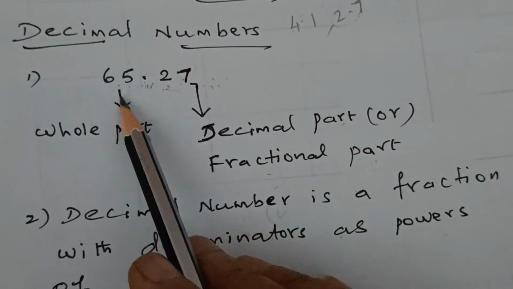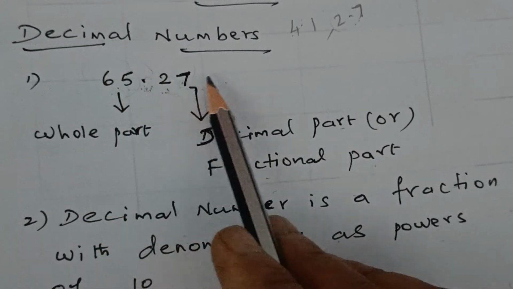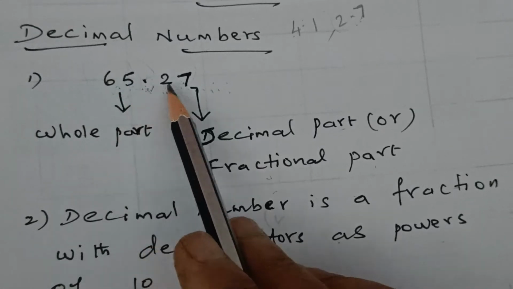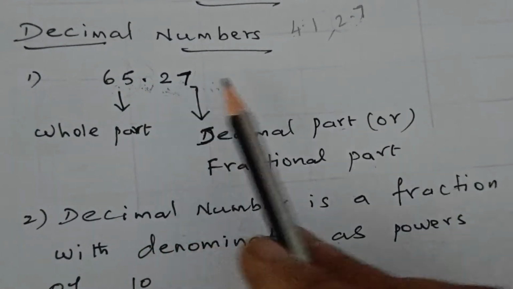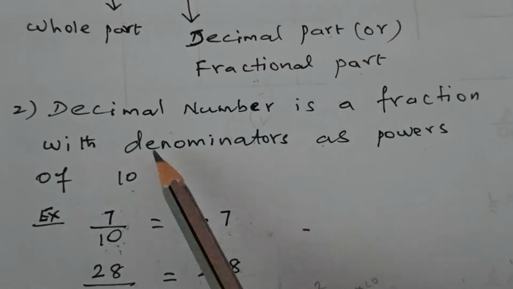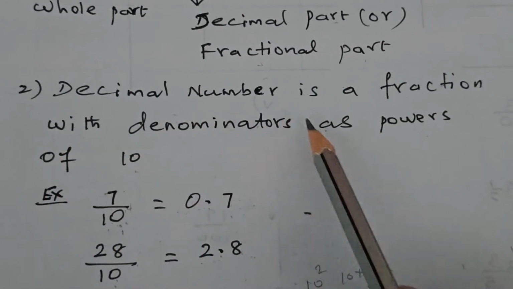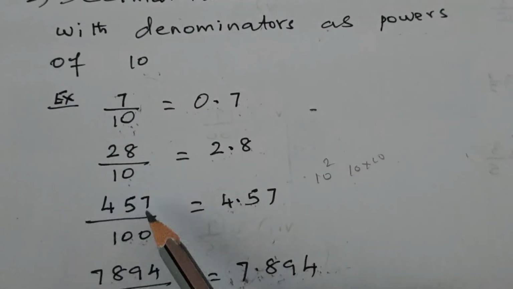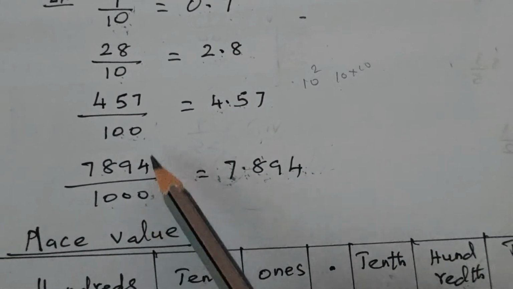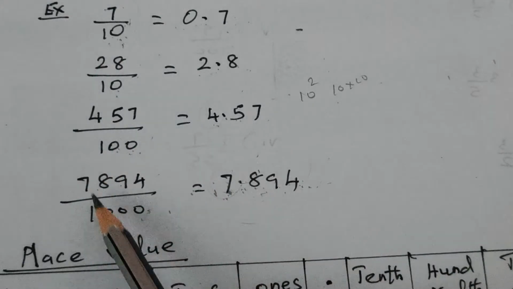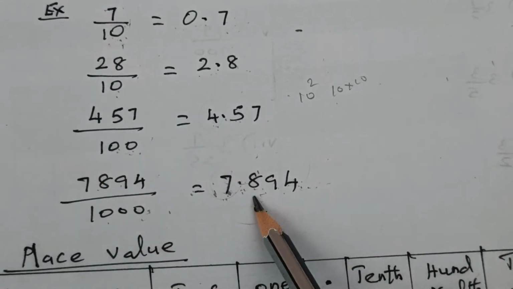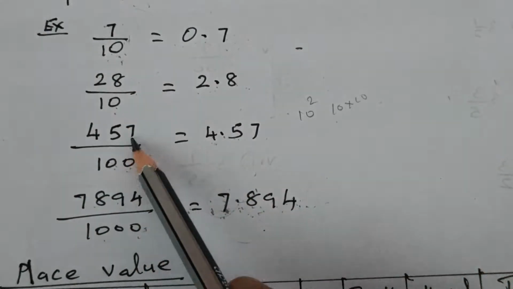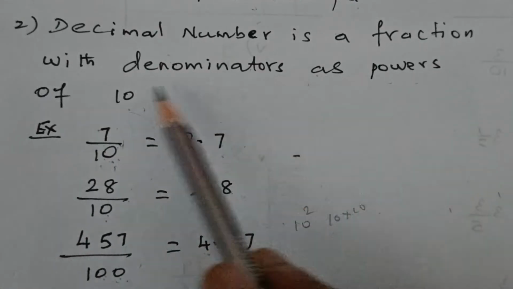A decimal number has a whole part and a fractional part, and we have a point in between them, like 65.27. After the point, we read the number digit by digit. A decimal number is a fraction with the denominators as powers of 10. That is, it's a fraction with the denominator 10 or 100 or 1000. So these fractions can be written in the form of a decimal number. That is called the powers of 10.